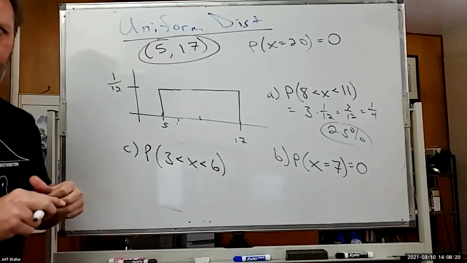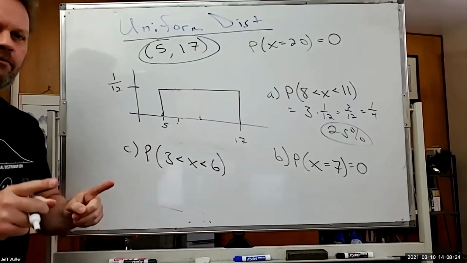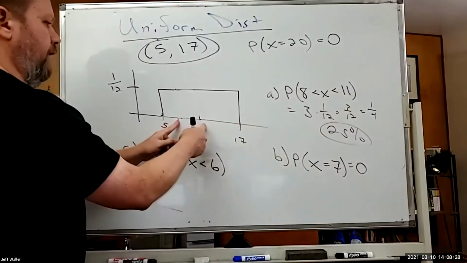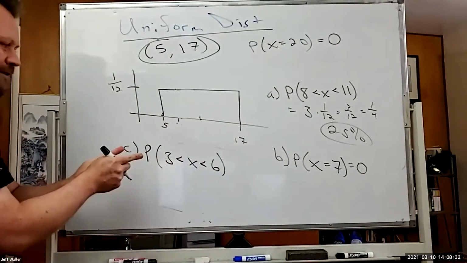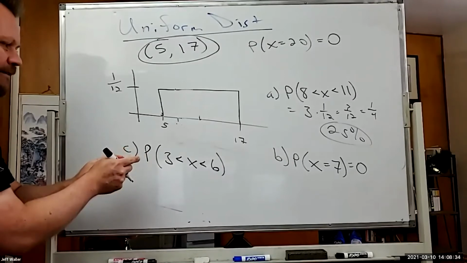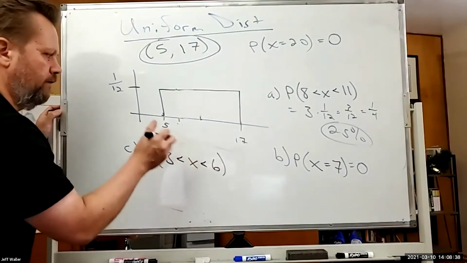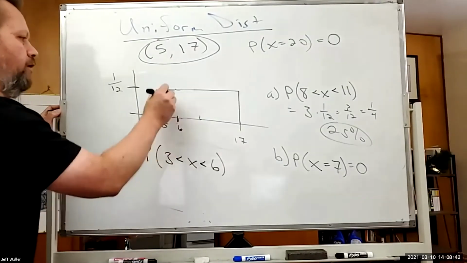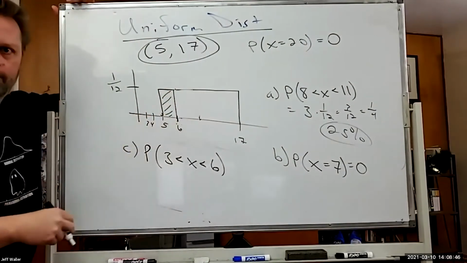Would it be 25% again? No. What's different about this one? 8 to 11 was totally inside. What's different? Can you shade in the area that this correlates to? Would it be like 1 because 5 to 6 isn't? There we go. This is the only part of that that matters.